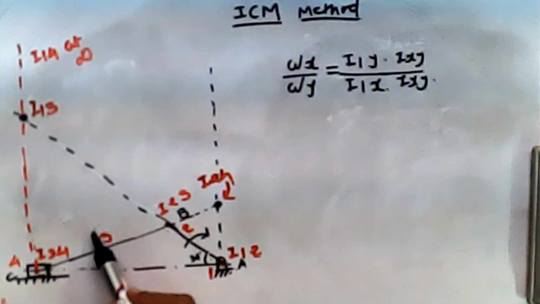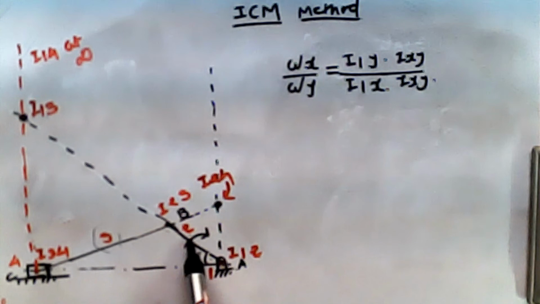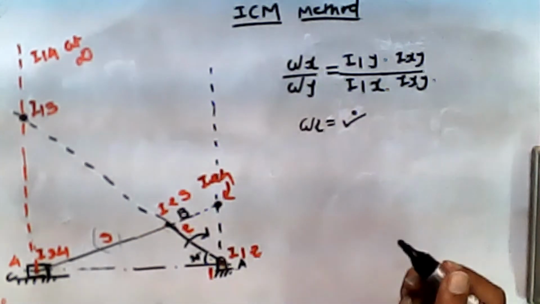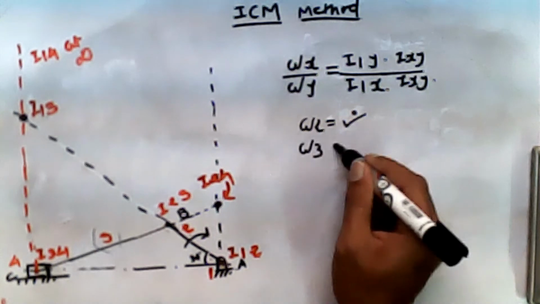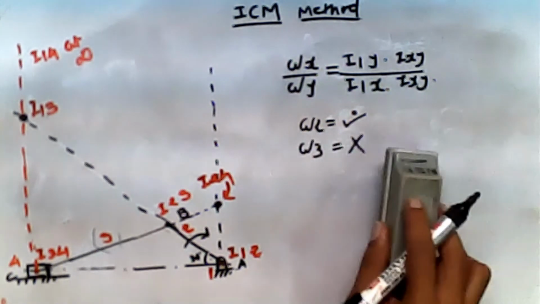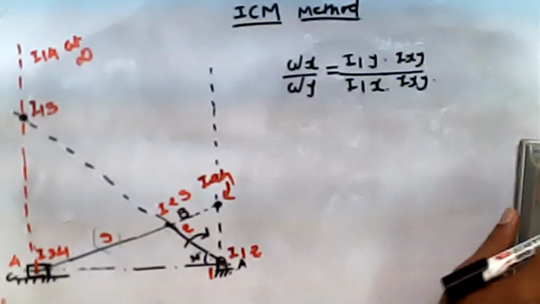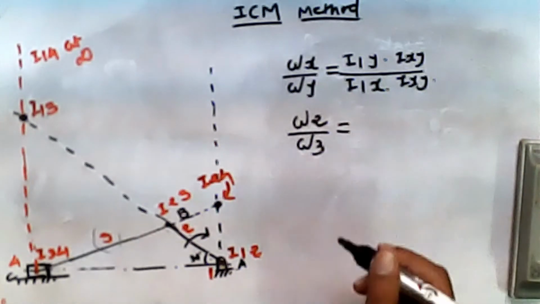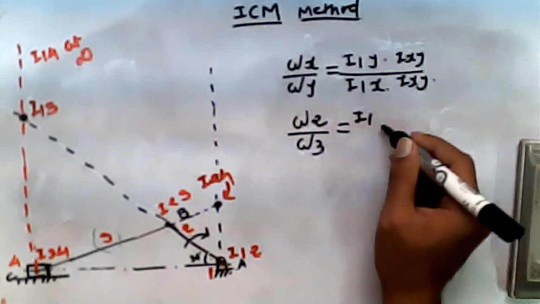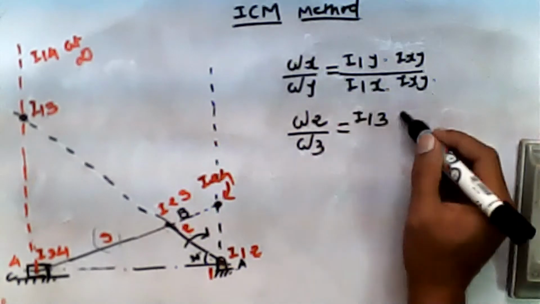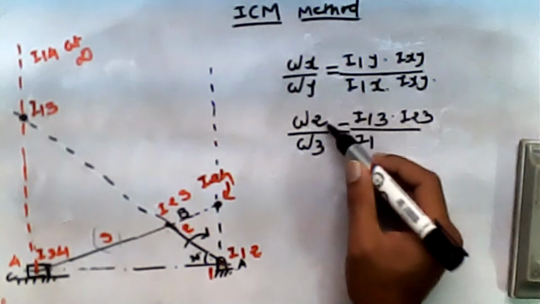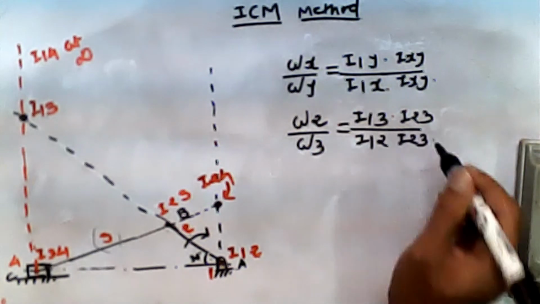So to determine the angular velocity of link number 3, what will I do? I am knowing the angular velocity of 2 that I have just calculated. I am not knowing the angular velocity of link number 3. So I am simply using this particular theorem, omega 2 by omega 3, ratios of angular velocity. What I can write? I13, y is your 3, I23, I1, x is your 2, 2, 3.